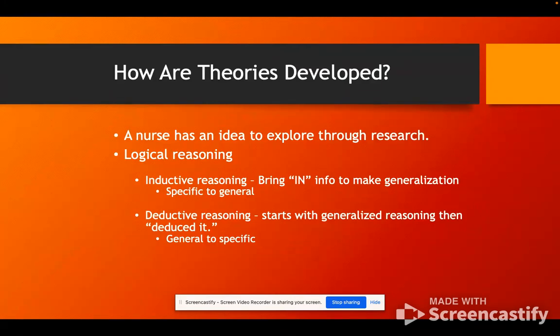We look at inductive reasoning. That's helping to bring in, so think inductive in, info to make generalization about this idea. It's specific to general. So you're gathering separate pieces of information in a pattern to help form a generalization. Think induction, bringing in ideas to make the generalization. Deductive reasoning, this starts with generalized reasoning and then deduces it. It's more general to specific.